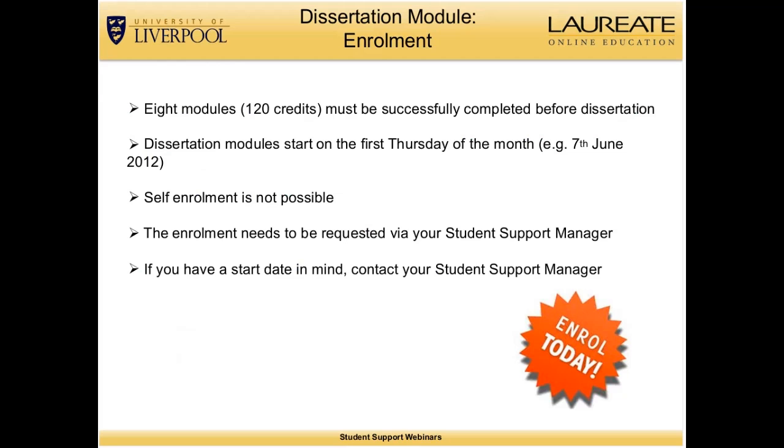Self-enrollment at the moment is not possible. It might be with the new system and some changes that we are expecting. The enrollment needs to be requested via your student support manager at the moment. So if you're at that stage, you can contact them and try to find which is the best term for your next enrollment. If you have a start date in mind, please contact your SSM now.